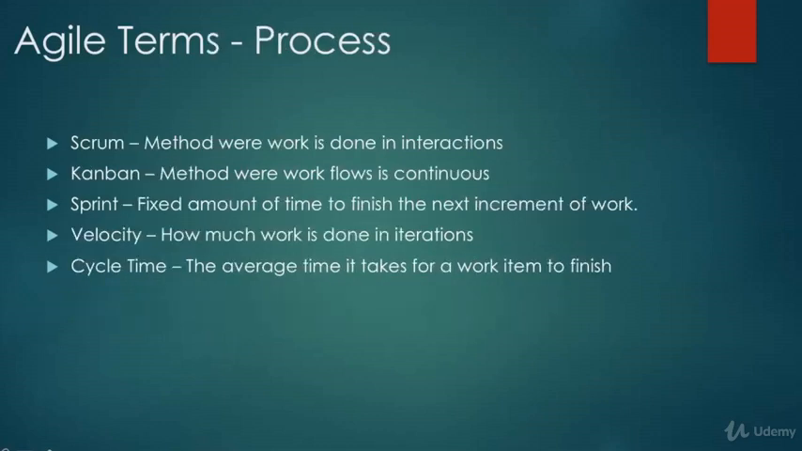So process terms. Scrum, we mentioned this before, is a method where work is done in iterations. Kanban is a method where workflow is continuous. A sprint is a fixed amount of time to finish the next increment of work. Velocity, how much work is being done in these iterations. And cycle time, the average time it takes for a work item to finish.